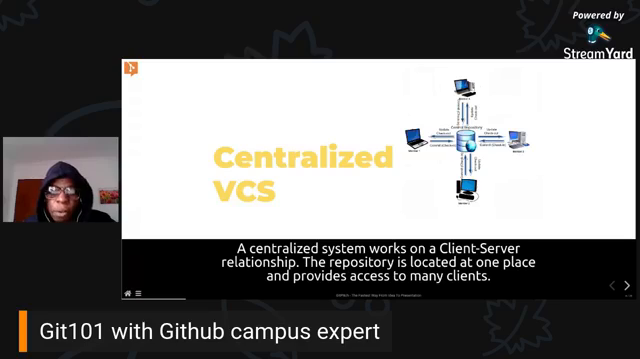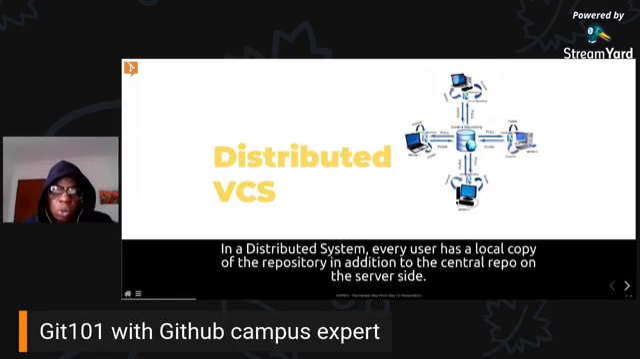You just have one place, and it provides access to all the people that are working on it. The project managers, the developers, everyone working on that project can make changes that affect everyone. If I make a change, it's going to affect the other person on the other side of the project. Then we have the distributed version control system.